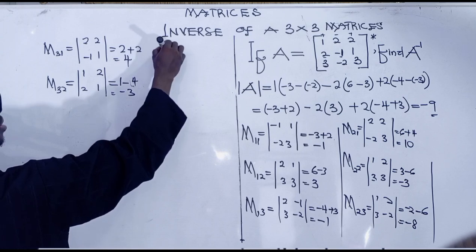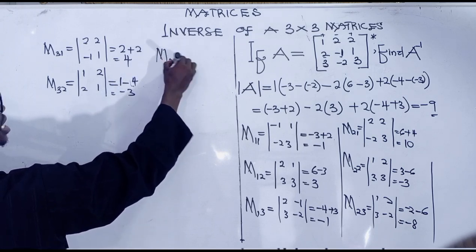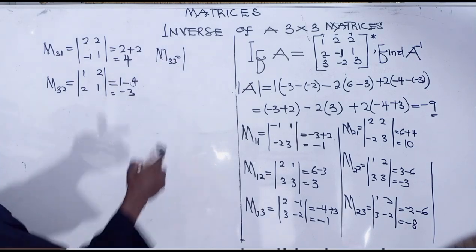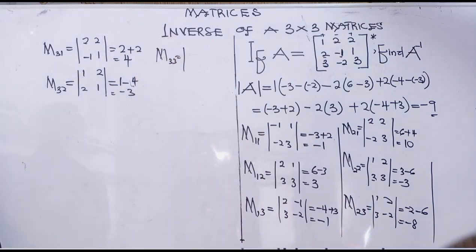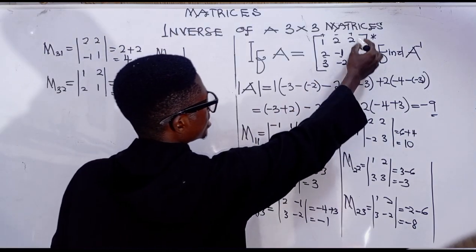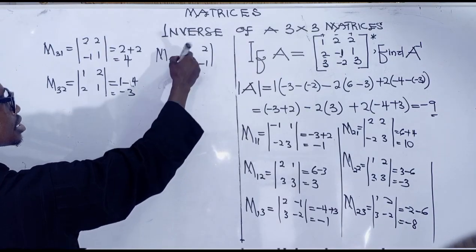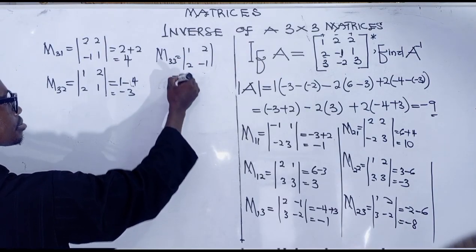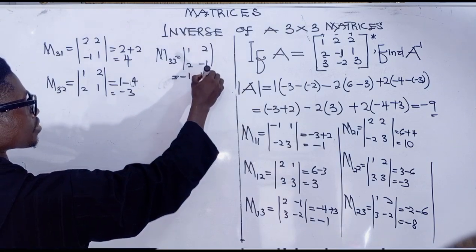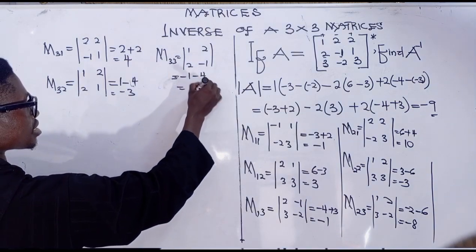Then let's look at the minor of the third row, the third column. So when you collapse the third row, the third column, this is the third row and this is the third column. So we have 1, 2. So this will give us minus 1. And then we have minus 4. So we have minus 5.